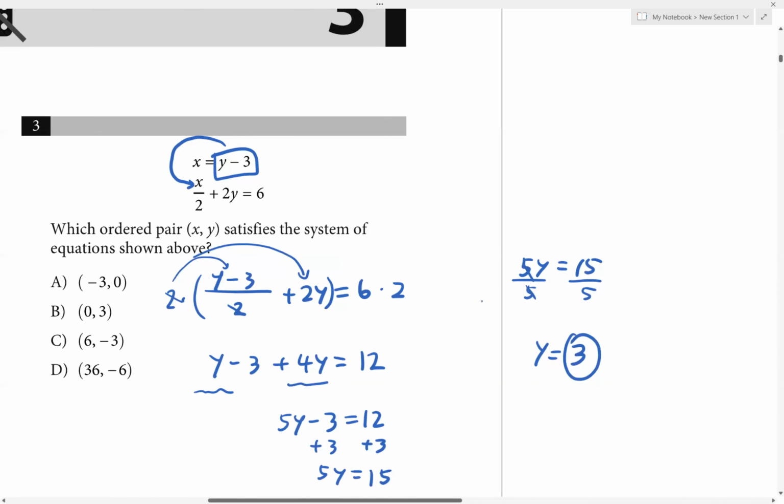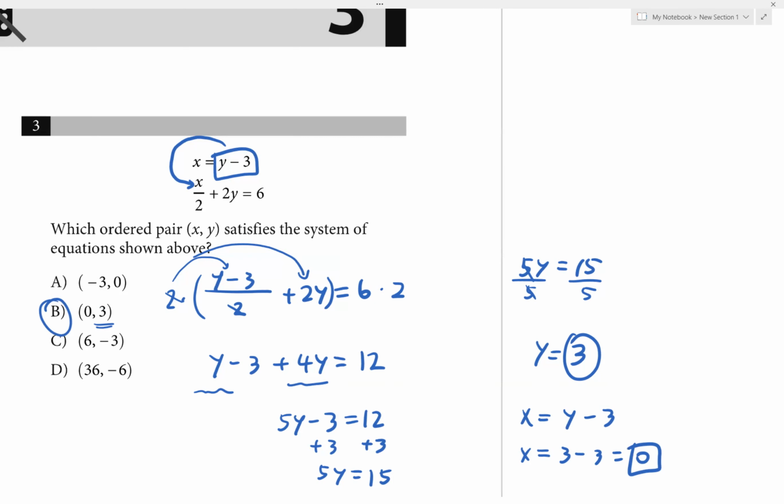And look at the ordered pairs. The only one that has 3 has to be B, right? So (0, 3). If you want, we can solve for the x value. I can just plug into the first equation, x equals y minus 3. So if y is 3, then x will be 3 minus 3, which is 0. So x is 0, y is 3, and the solution should be (0, 3).